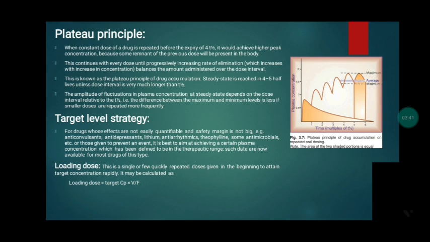Target level strategy: for drugs whose effects are not easily quantifiable and safety margin is not big, it is best to aim at achieving a certain plasma concentration which has been defined to be in therapeutic range. Such data are now available for most drugs. Loading dose: this is a single or few quickly repeated doses given in the beginning to attain targeted concentration rapidly. It may be calculated as loading dose equals target Cp times V divided by F.